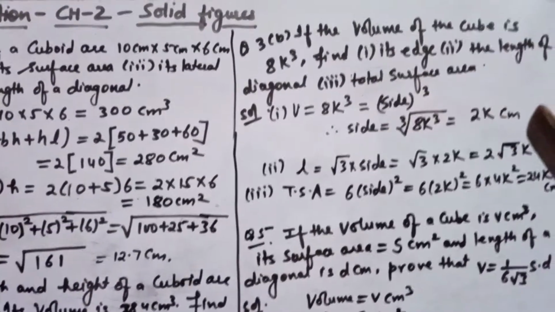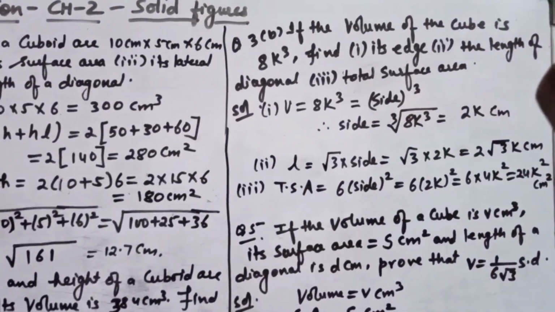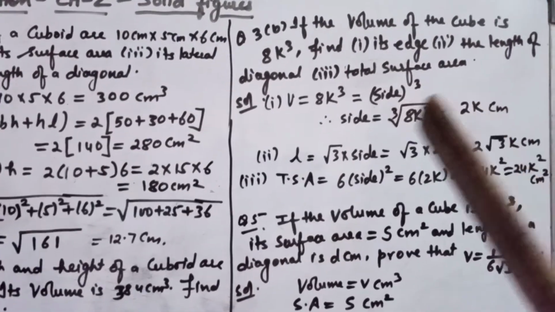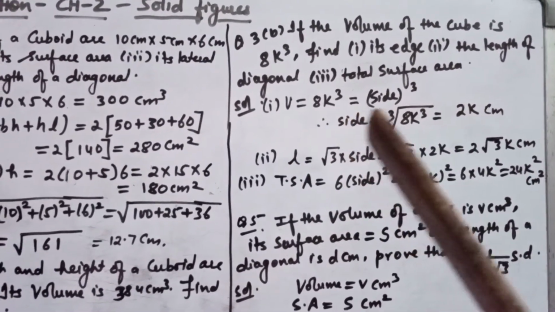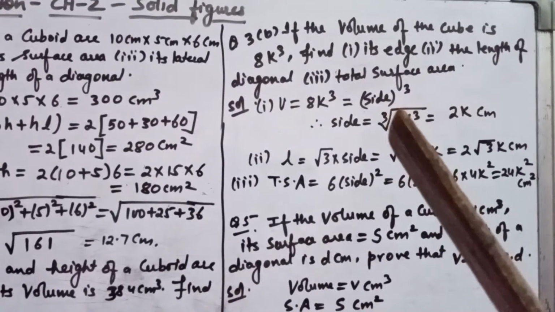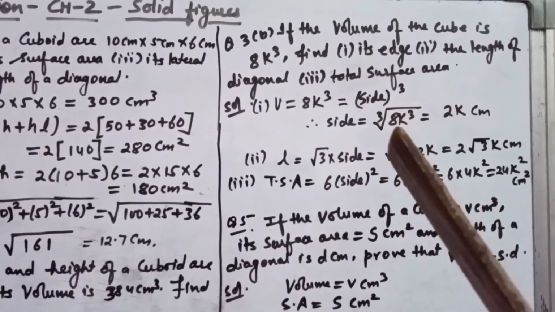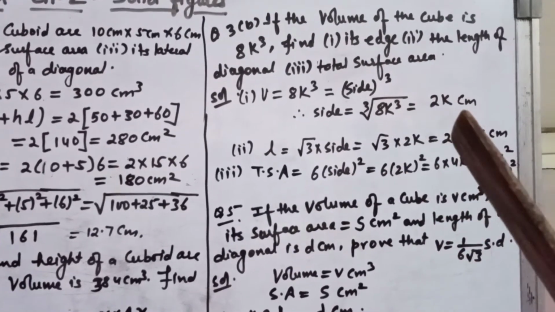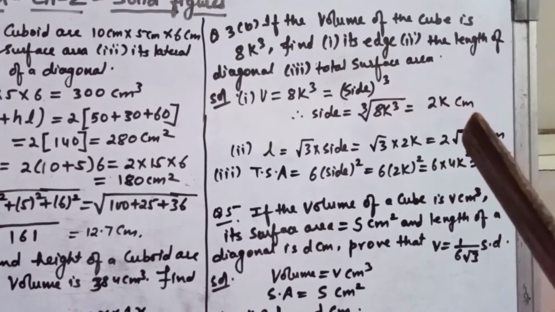Now question number 3. If the volume of the cube is 8k cube, find its edge, the length of diagonal and total surface area. Volume is given 8k cube, which is side cube. Formula of volume is side cube. Therefore, side is equal to cube root of 8k cube. Cube root of 8 is 2 and cube root of k cube is k. So, side is 2k centimeter.